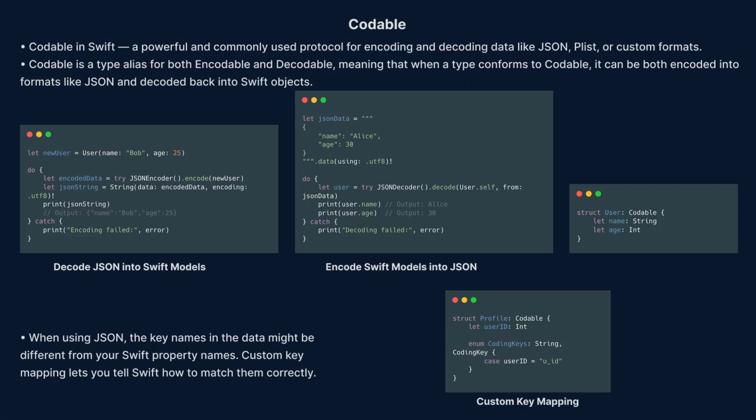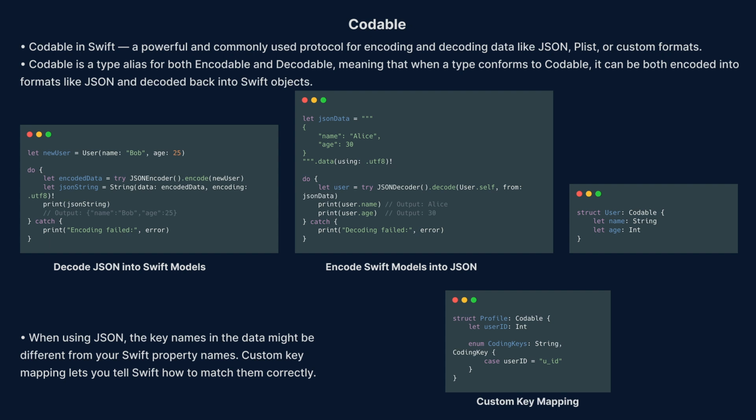Codable in Swift is a powerful and commonly used protocol that enables seamless encoding and decoding of data formats such as JSON, property lists, PLISTs, or even custom formats. It is actually a type alias that combines both the Encodable and Decodable protocols, allowing Swift types that conform to Codable to be easily converted to and from external representations. This makes it extremely useful when working with APIs or persistent data.